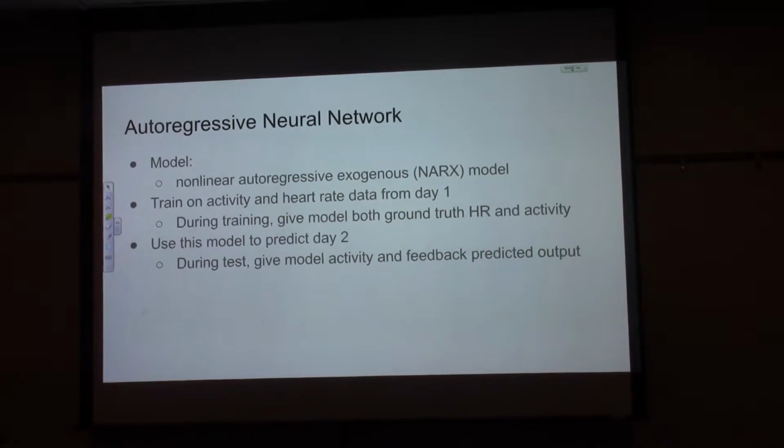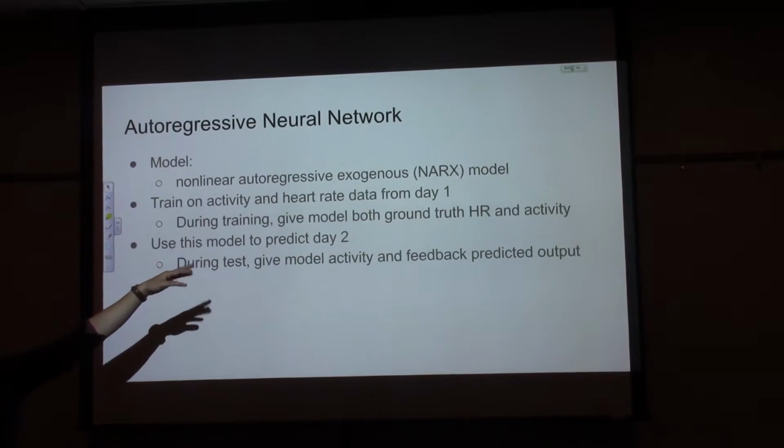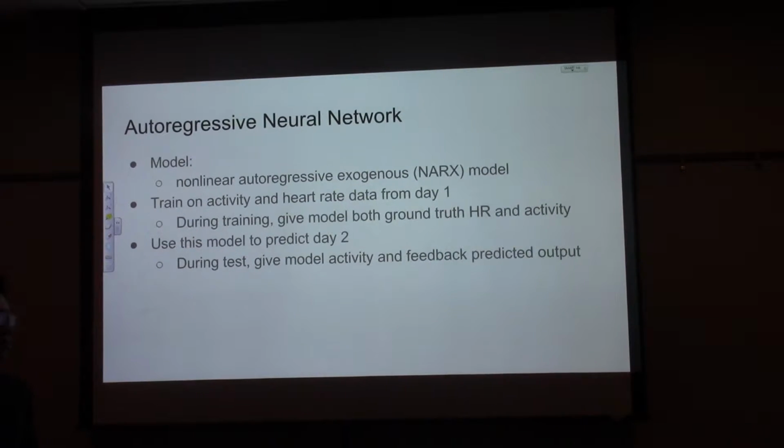So our problem is basically a time series prediction problem. There's one kind of neural net which is called the NARX model. It is suited for predicting time series. Basically, it takes an exogenous input. In our case, it is activity level, and we want to predict heart rate from that.